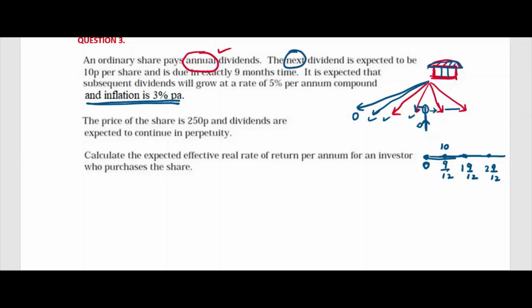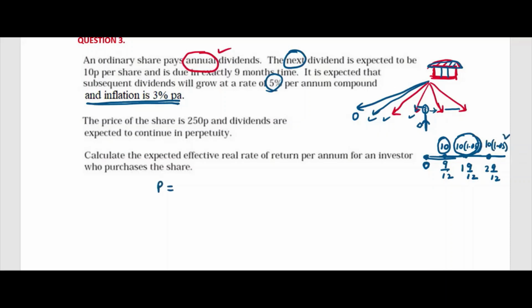Then your dividend will be 10 into 1.05. But they said the next dividend is 10. Okay, then there is a 5% growth, 10 into 1.05. I'm not applying an interest rate. This is not the interest rate. This whole amount they will give you. That's all. This amount they will give you. Similarly, they will give you another amount here, squared, 10 into 1.05 square. This way it will continue.